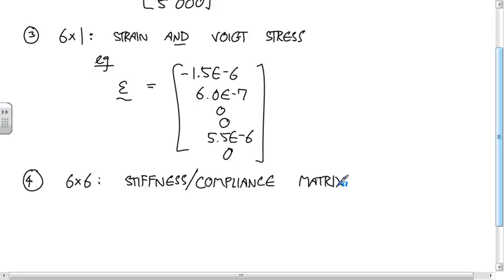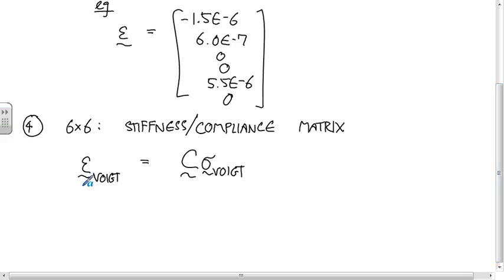And the way it works is the strain in its Voigt form is equal to the compliance matrix times the stress in its Voigt form. Okay, and the stiffness, it just works the other way.